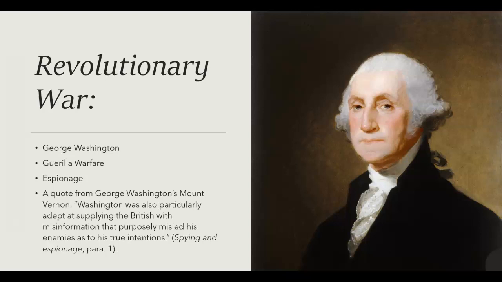A quote from George Washington's Mount Vernon says Washington was also particularly adept at supplying the British with misinformation that purposely misled his enemies as to his true intentions. So it was very much so a war of the mind. They would use espionage, they would use spies, secret codes, dead drops, and double agents, anything to get the upper hand on the more established British forces. So that is kind of the tactics that the Americans used.